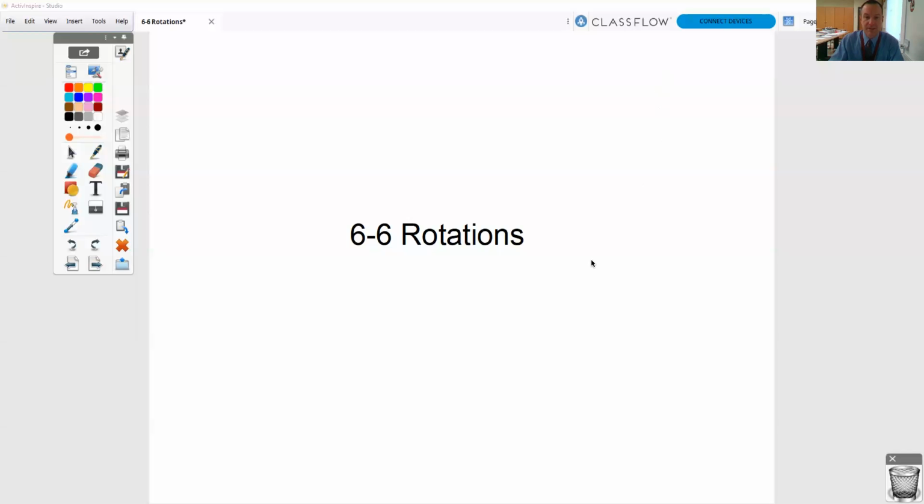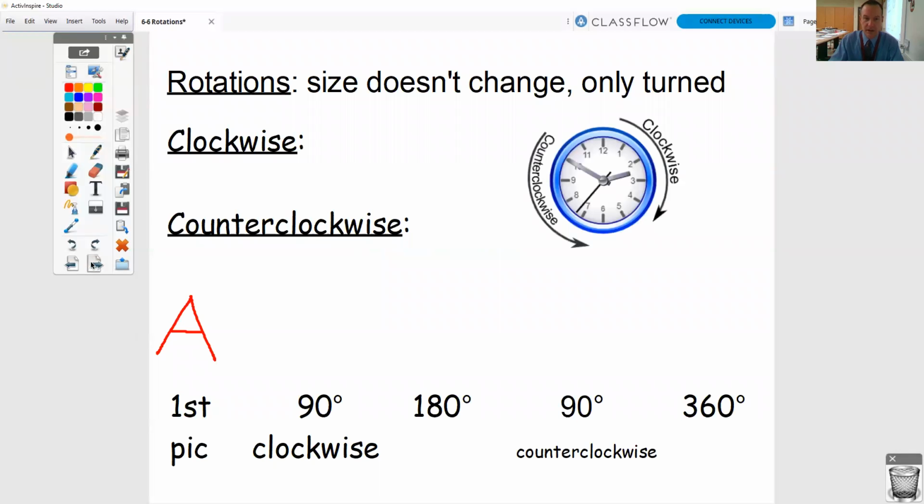This is lesson for 6-6, which we're covering rotations today. What a rotation does is that a rotation turns a picture. It doesn't change its size. It doesn't change its shape. It's just being turned. Think about the hands of a clock.